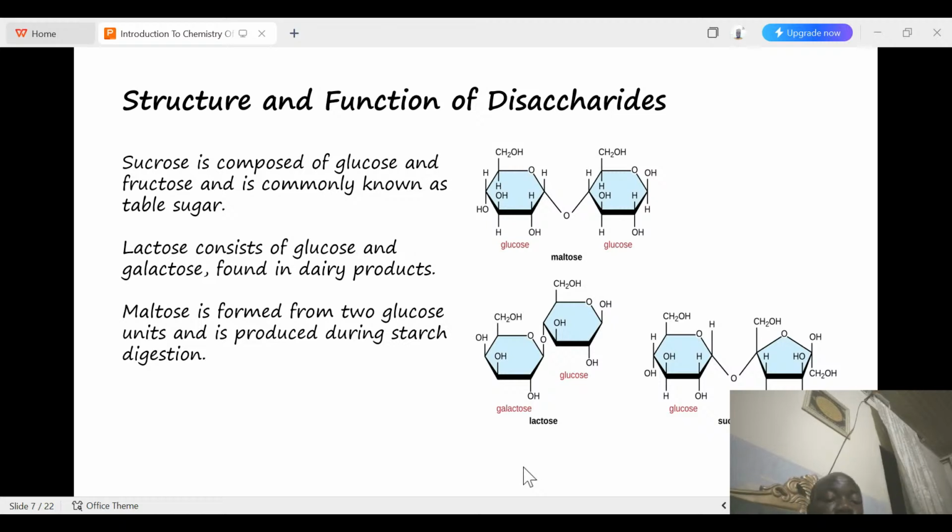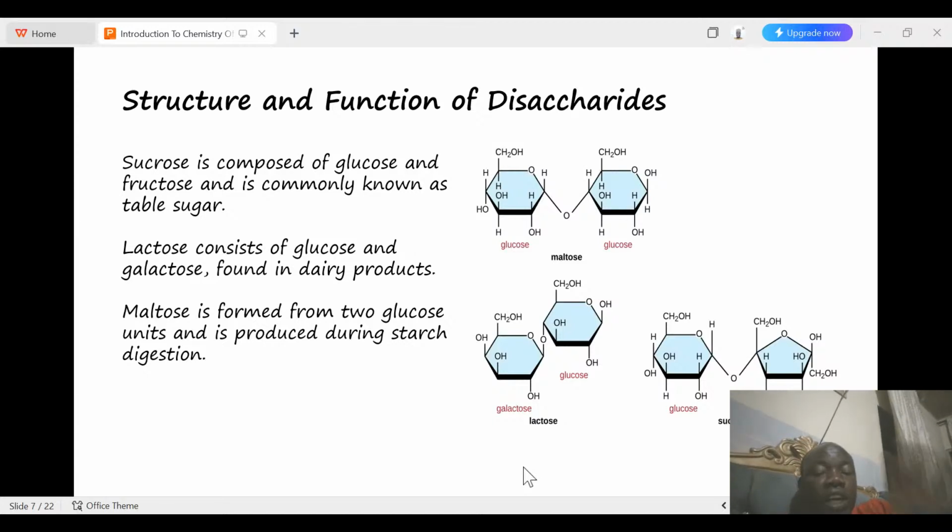Okay, excellent. So now is the structure and function of disaccharides. As we mentioned, the most common disaccharides are sucrose, lactose, and maltose, and we are going to look at the differences between them. What is sucrose? Sucrose is composed of glucose and fructose. Please don't forget this: glucose and fructose are the two basic monosaccharides found in sucrose. You can see that even from the structure.